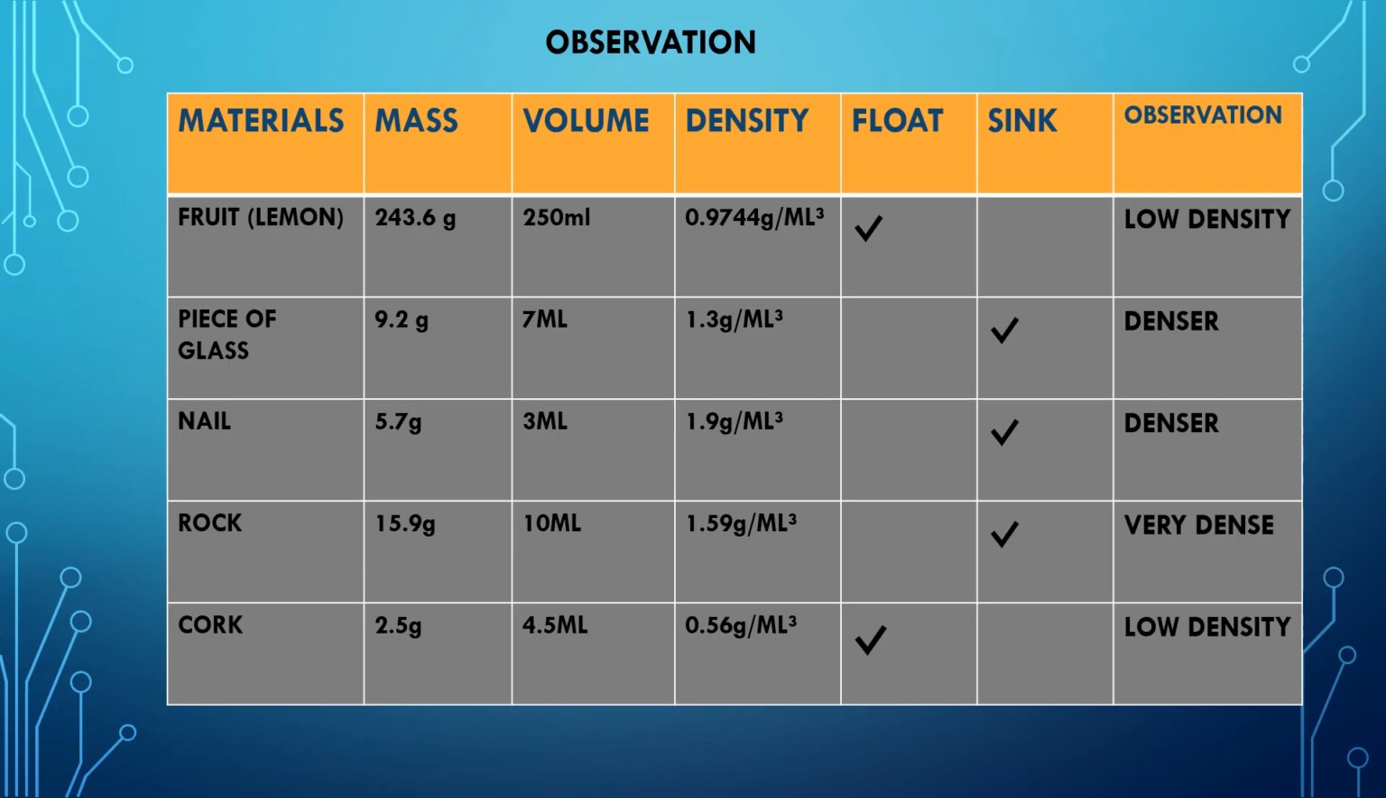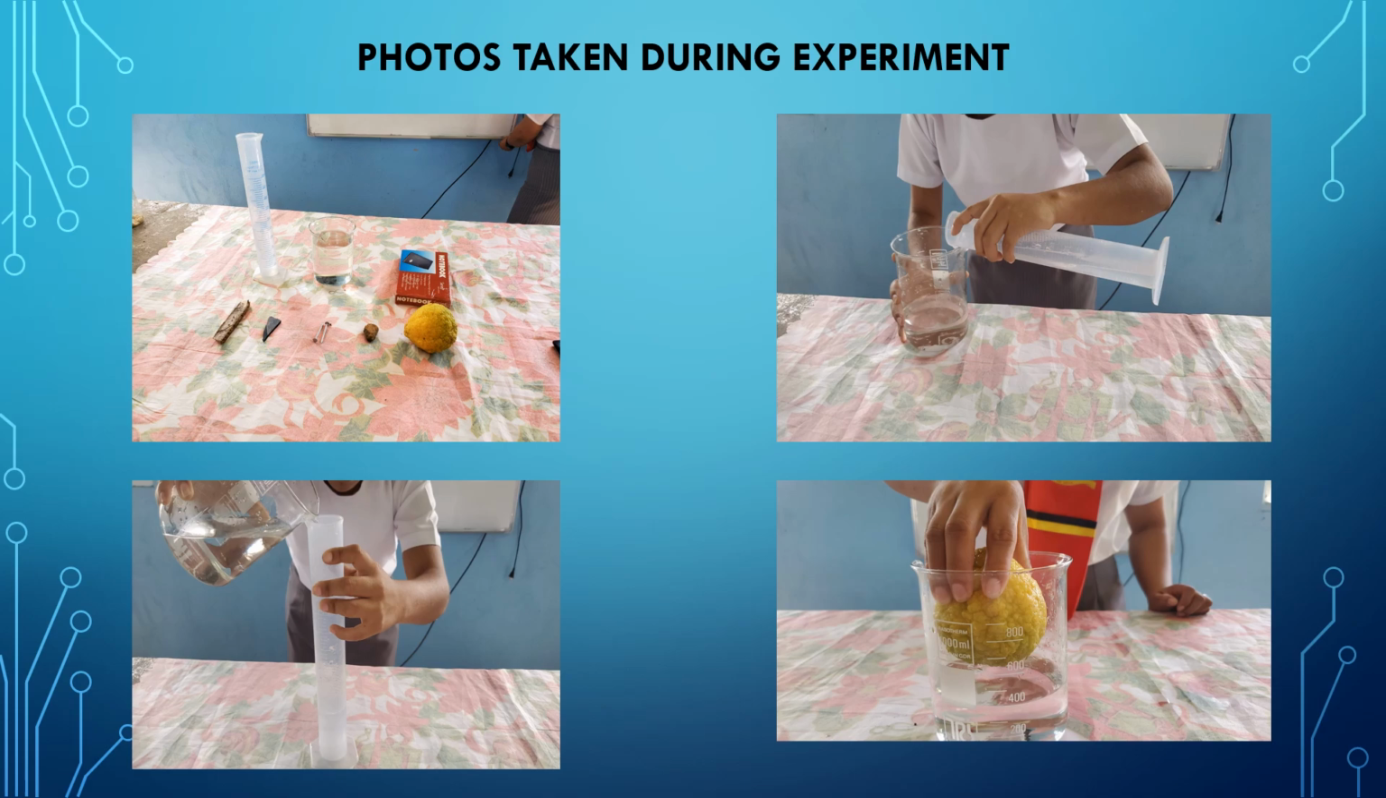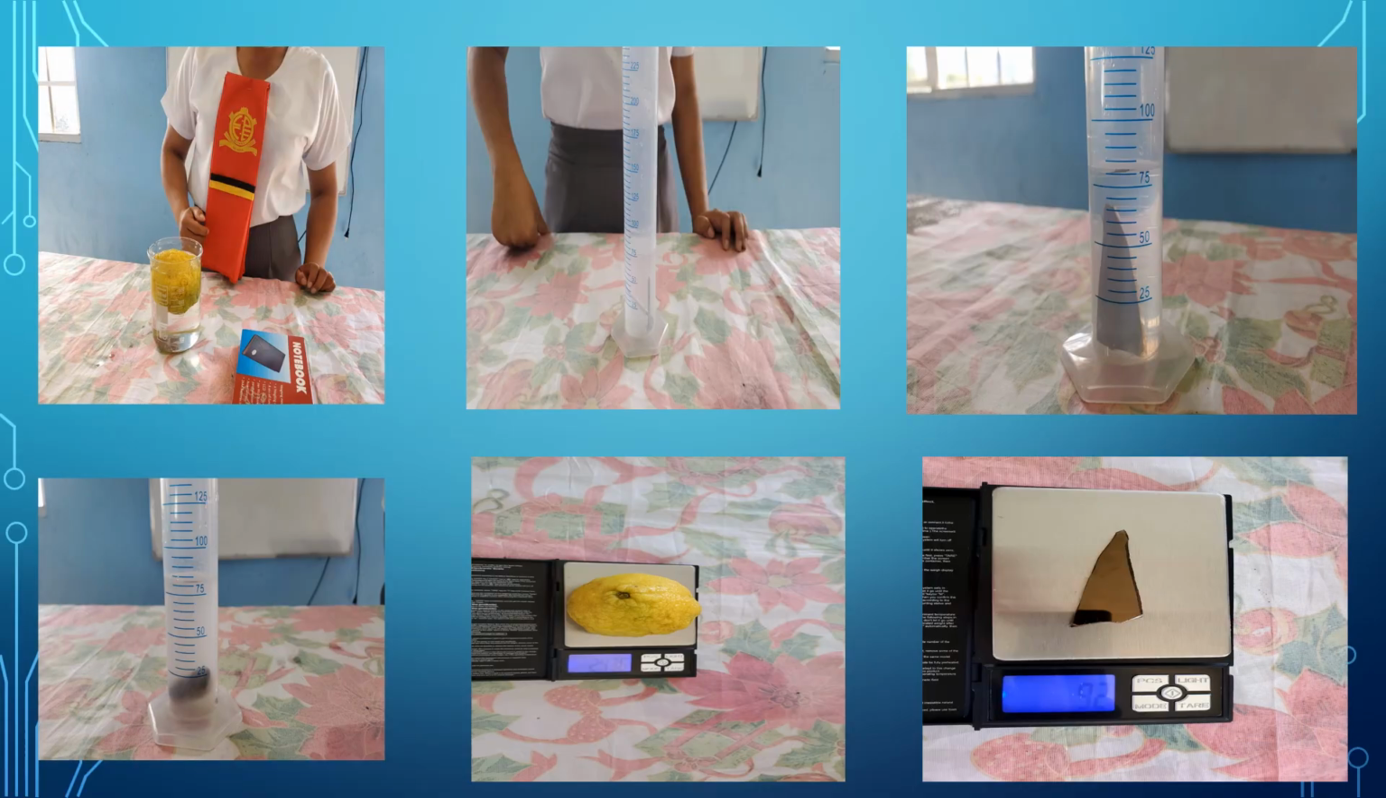So here is our observation, which are these 5 materials, their mass, their volume, and their density. And we had to identify whether the objects sink or float and write if they are low density or high density. So here is our observation that we got from the experiment. These are our photos that were taken during the experiment. My colleagues and I did the experiment here. And here as well.